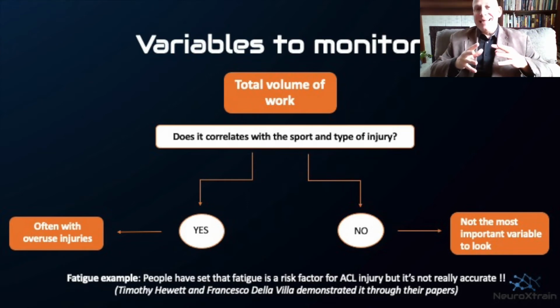So maybe for ACL injury, that's not a primary variable that you need to look at, but other injuries that are more related to overuse, those are certainly relevant, and you can build that into your model. Okay, very interesting.